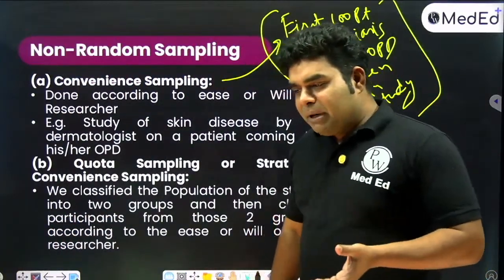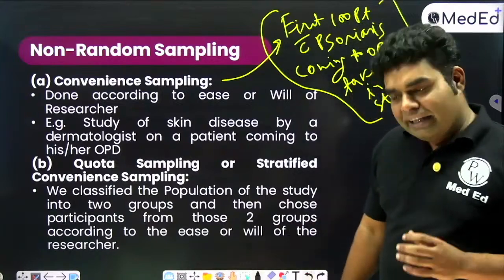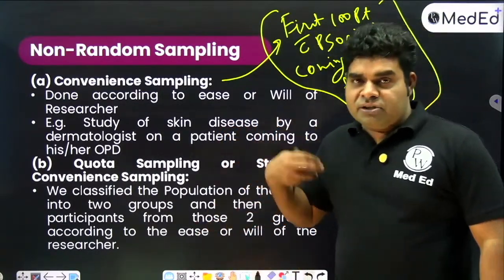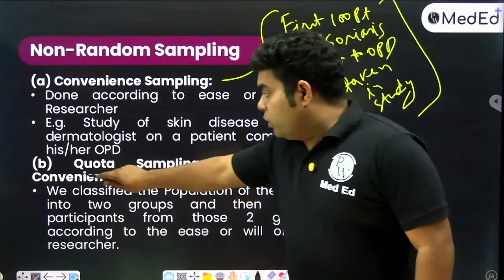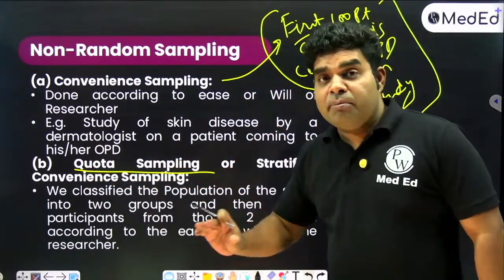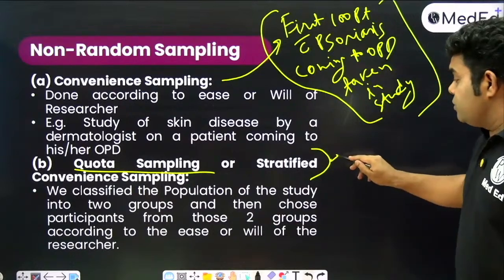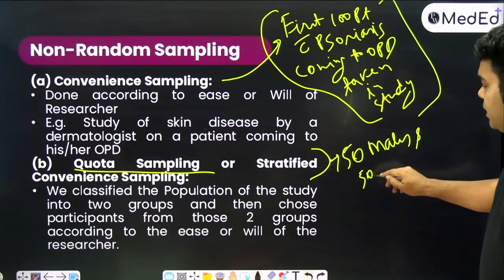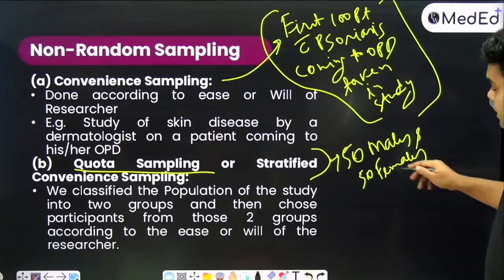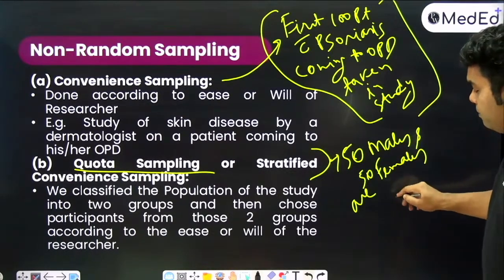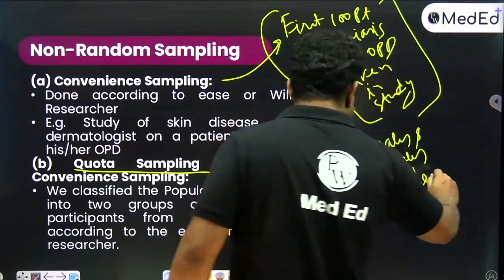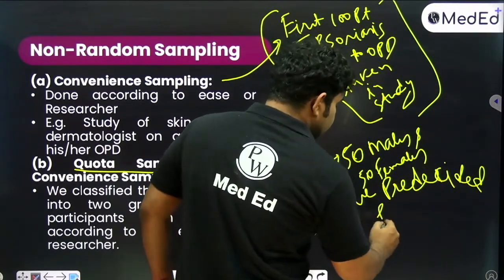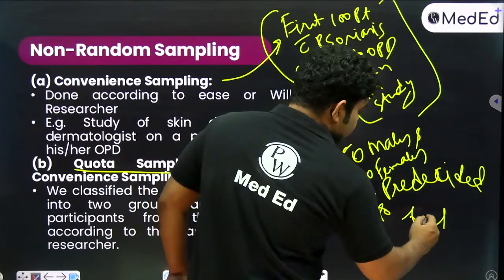But suppose when Avinash was doing this sampling, he came to know that fewer female patients are coming and more males are coming in my study. So he can put a quota, he can put some condition before doing the study, that in my study only 50 males and 50 females will be taken. These 50 males and 50 females are pre-decided to be taken in the study. Dr. Avinash has pre-decided to take this in the study.